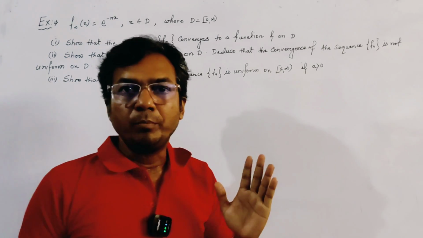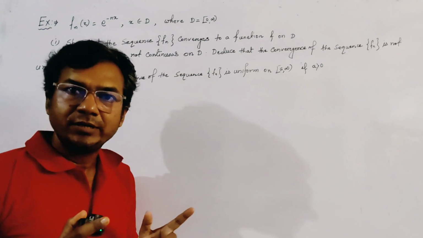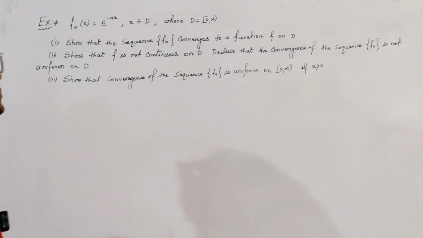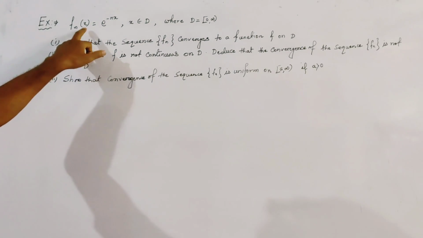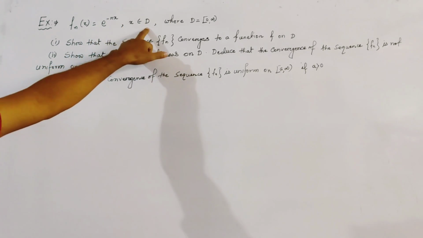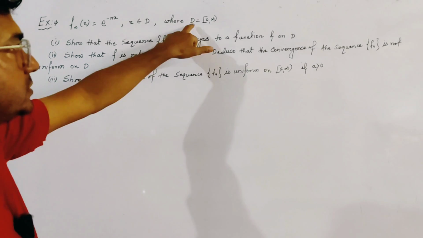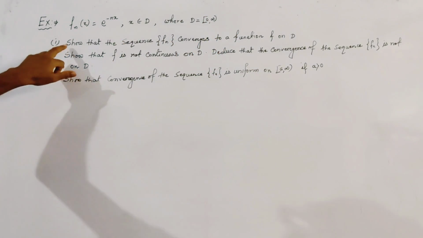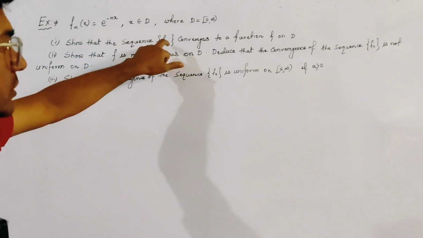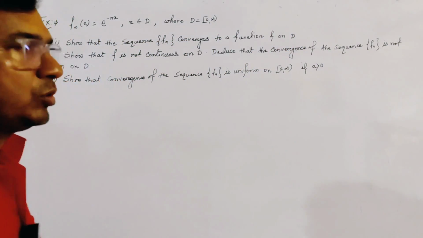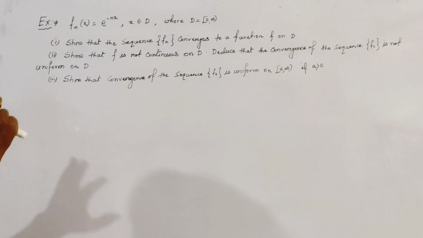This problem is from sequence of functions and uniform convergence. The problem is f_n(x) = e^(-nx), where x belongs to D, and D is given by D = [0, infinity). This is the given region, so that the sequence f_n converges to a function f on D. This is the first problem of this class.